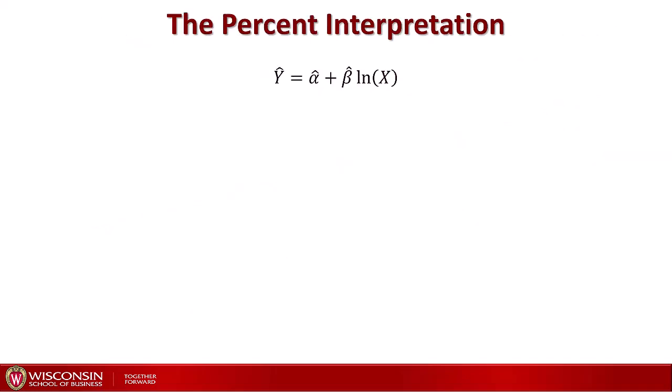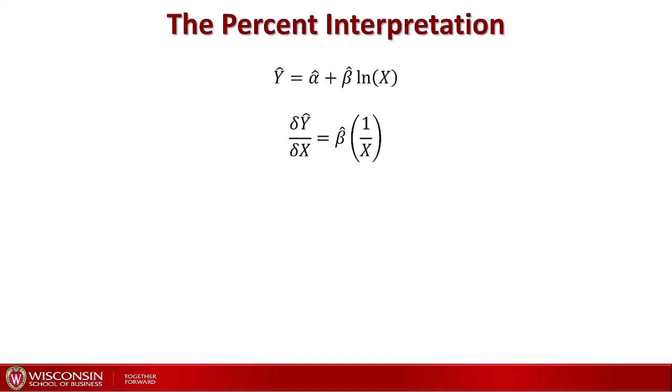How to interpret this model? We can see that the model doesn't have any transformation applied to y, so it's linear in y, but we have a log applied to x, so we call this model a linear-log model. If we want to know the effect of an incremental change in x on our predicted value for y, we can take the derivative of y hat with respect to x. In that case, the alpha coefficient disappears, and then we have the beta coefficient times the derivative of log x. The derivative of log x is 1 over x.